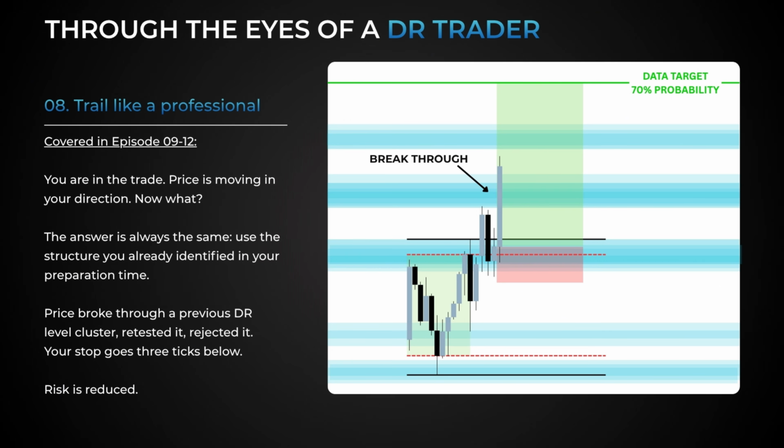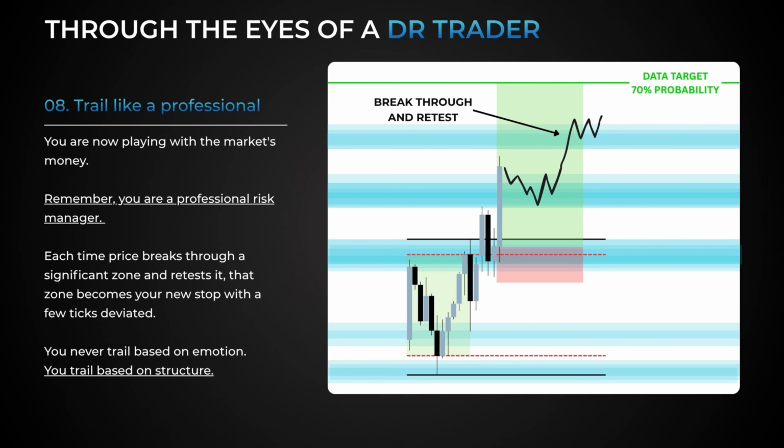Price broke through a previous DR level cluster, retested it, and rejected it. Your stop goes 3 ticks below. Risk is reduced. You are now managing a position with structure, not emotion. Remember, you are a professional risk manager. Price continues and breaks the next cluster of previous DR levels. Each time price clears a significant zone and retests it, that zone becomes your new stop, with a few ticks of deviation for breathing room.